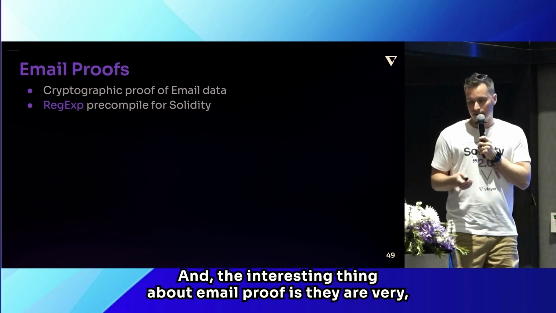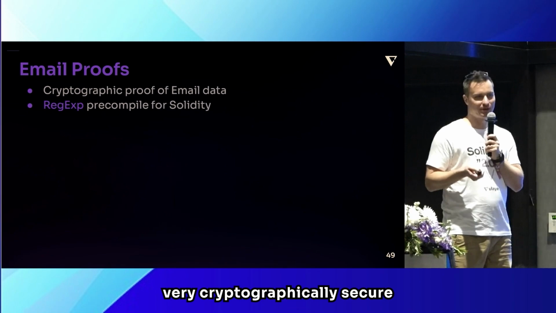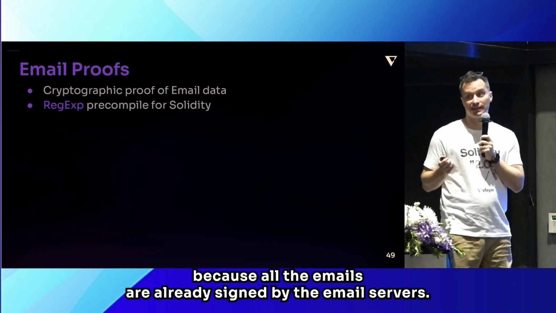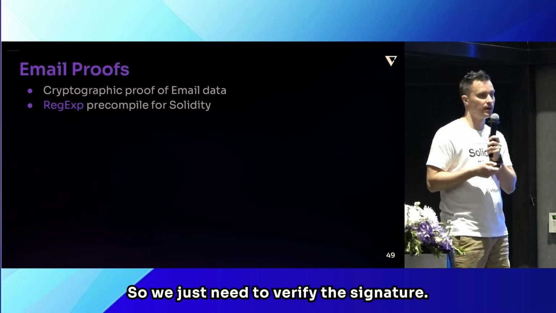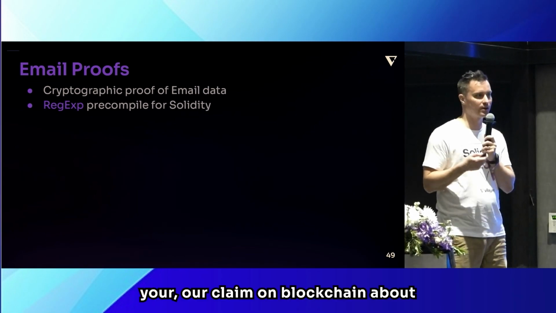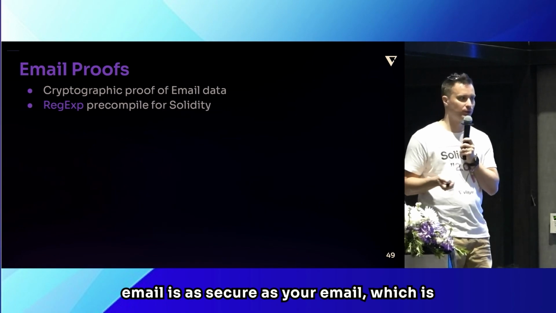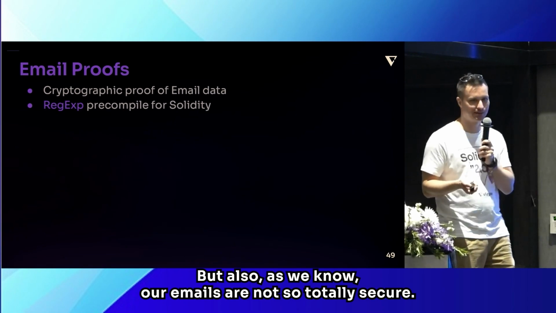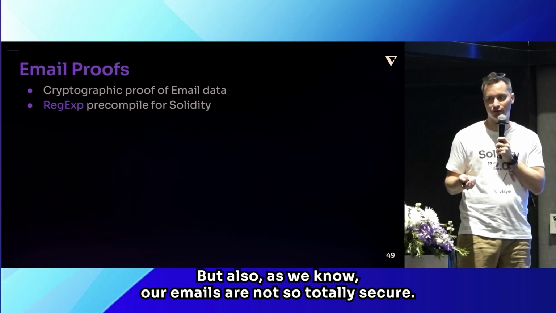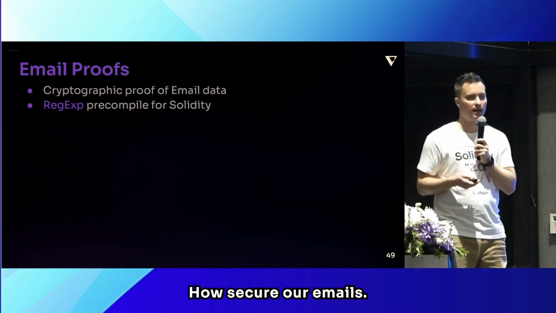All right, and the interesting thing about email proofs is they are very cryptographically secure because all the emails are already signed by the email servers. So we just need to verify the signature, and our claim on blockchain about email is as secure as your email, which is quite secure, but also, as we know, our emails are not so totally secure. So we should take this into consideration when we're designing our protocols, how secure are our emails.